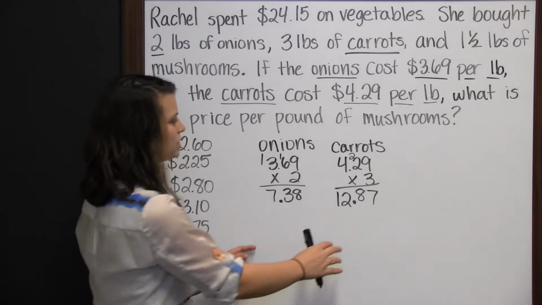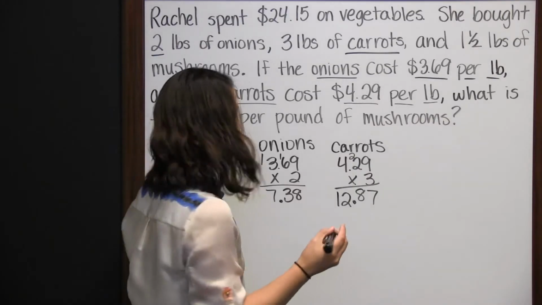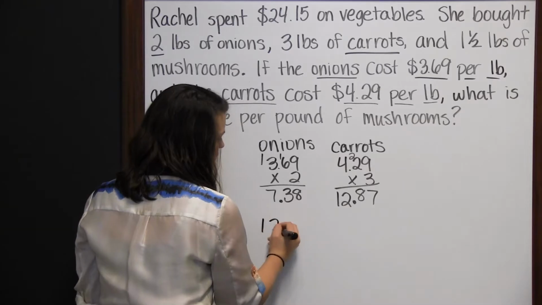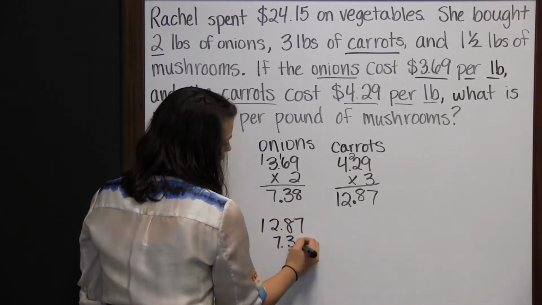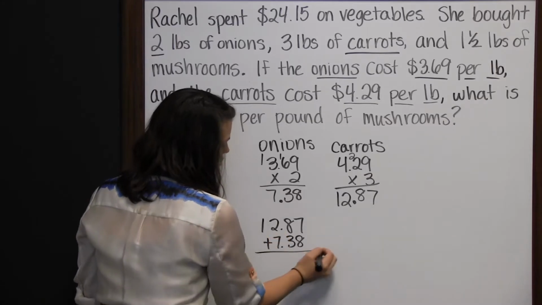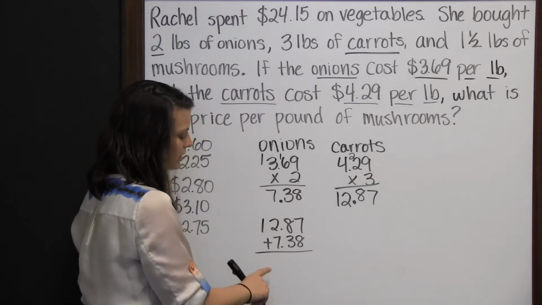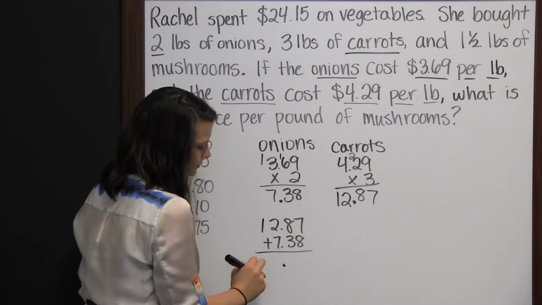And so now I'm going to find the total spent on onions and carrots. So that means I'm just going to add these two values together. So $12.87 plus $7.38. Make sure that when you add or subtract decimals, that you line those decimals up. And we can go ahead and bring that down right now.